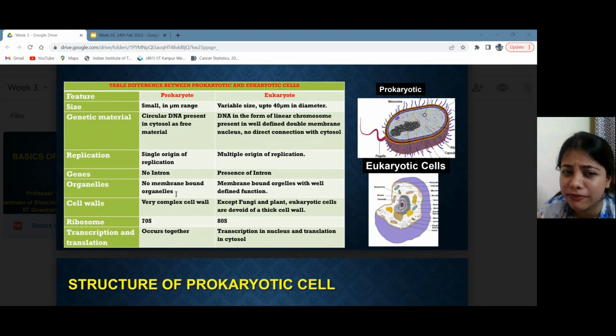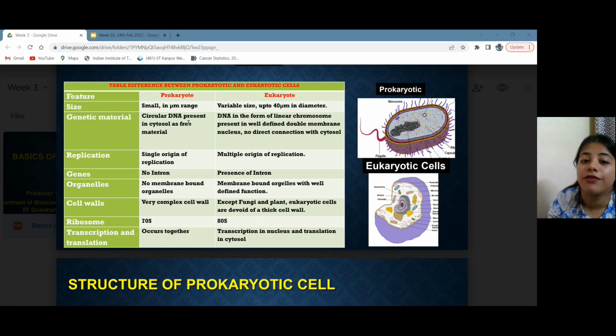They are very small, a few micrometers in their dimension, compared to eukaryotes, where they can go up to around 40 micrometers in diameter. They are much larger in comparison. Then comes the genetic material. In prokaryotes, they don't really have a well-defined nucleus per se. They usually have a nucleoid, an ill-defined sort of structure, which is, as you can see, circular DNA that is present in the form of a nucleoid or as a free material. Diagrammatically also you can see it here.